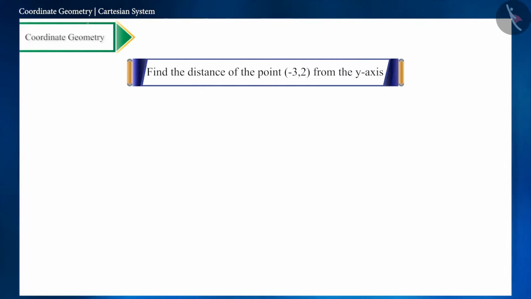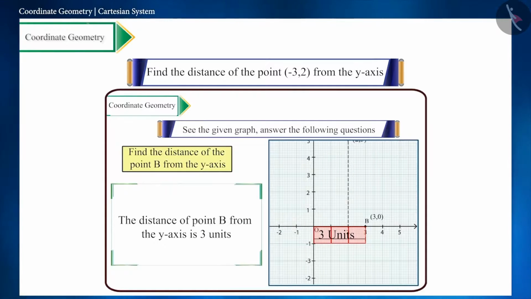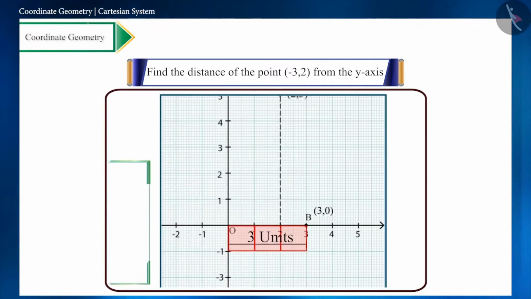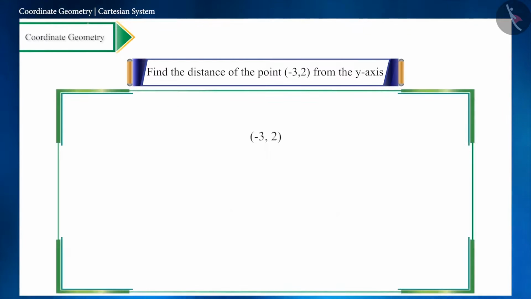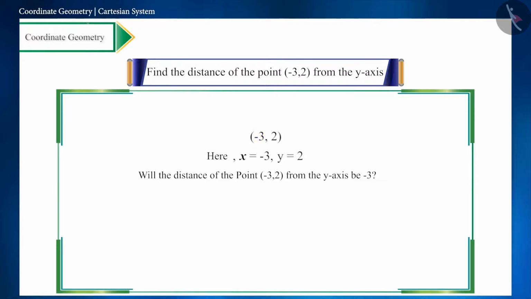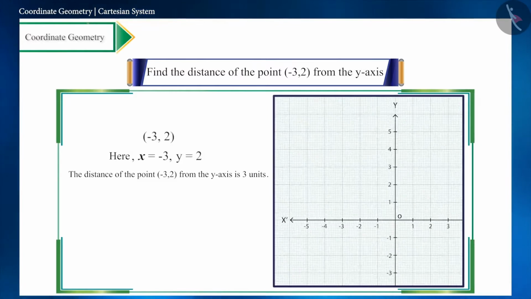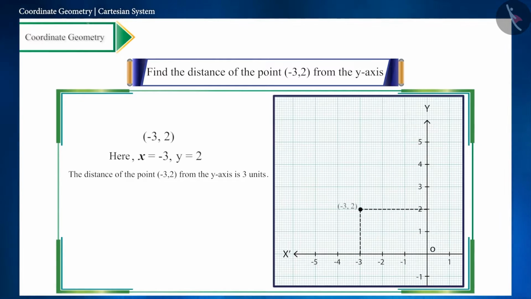Find the distance of the point -3, 2 from the y-axis. Friends, we have seen that the distance of any point from the y-axis depends upon the x-coordinate of that point. Here the x-coordinate is -3. So will its distance from the y-axis be -3? Friends, the distance can never be negative. So ignoring the negative sign, we will say that its distance from the y-axis will be 3 units.